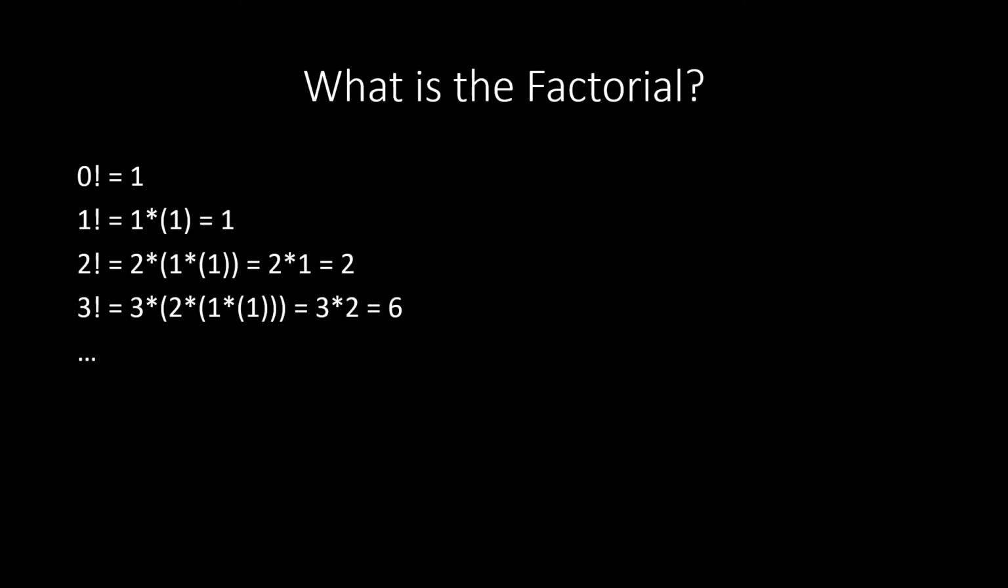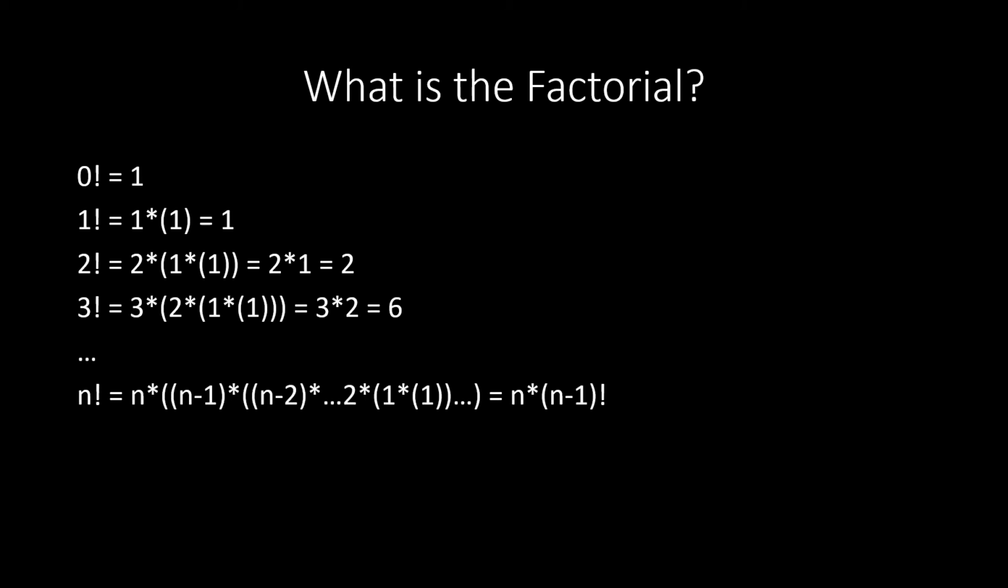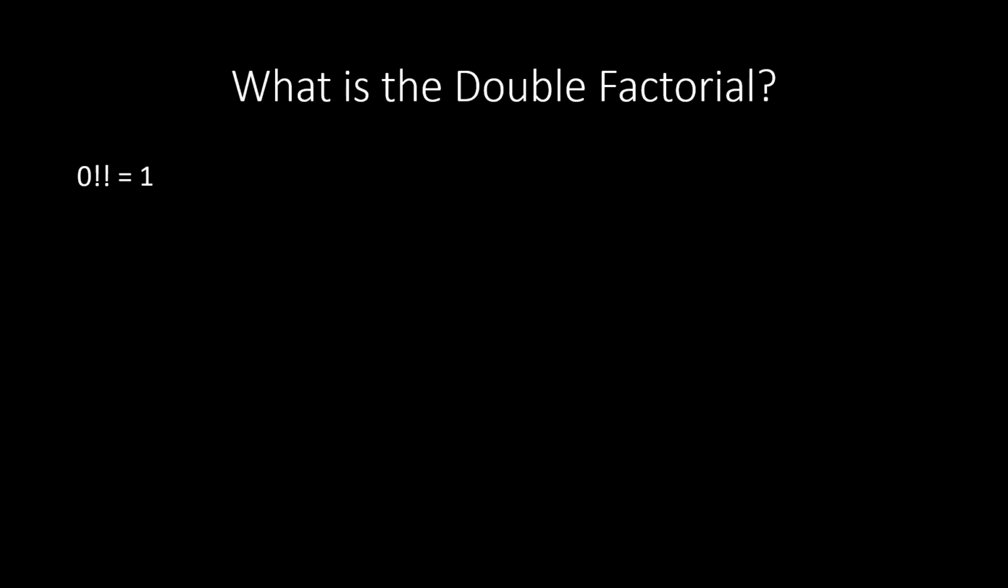That follows along, and then we end up with this functional form for n factorial, being n times everything previous, otherwise written as n times (n minus 1) factorial. And we'll save this for another time. So then after that, we can describe what the double factorial is.